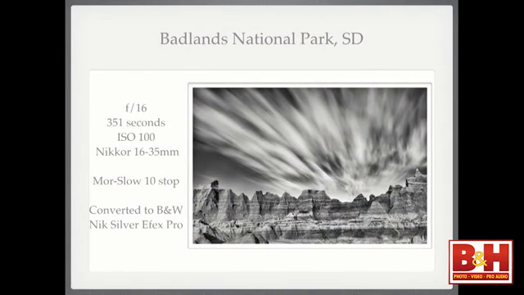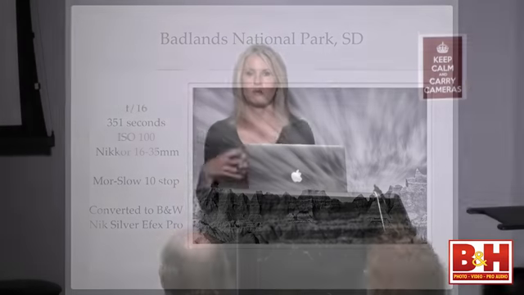This is in Badlands, f16, 351 seconds, 16 to 35 millimeter lens. More slow, just the 10 stop, and then converting it to black and white. So you could do this. Let's say you had a park in your particular area, you wanted to work with the idea of stretching out those clouds. In my area, it would be like Lake Eola, and I can experiment with the idea of how the clouds are going to work.